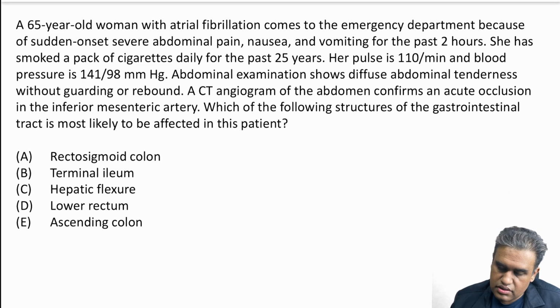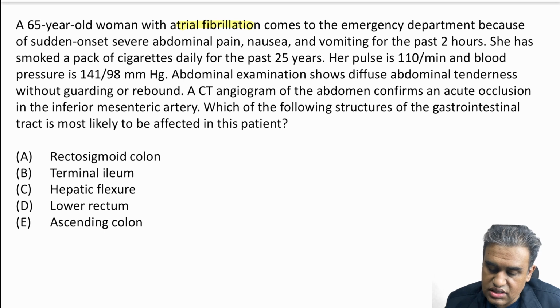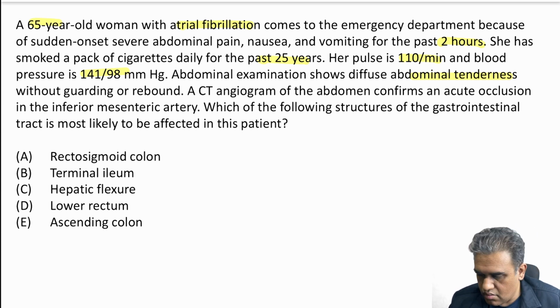A 65-year-old lady with AF, atrial fibrillation, comes to the emergency because of sudden onset severe abdominal pain, nausea and vomiting for 2 hours. She has smoked a pack of cigarettes daily for the past 25 years. Her pulse is 110 and BP is 140 by 100, on the higher side. Abdominal examination shows diffuse abdominal tenderness without guarding. So there is abdominal tenderness, 2-hour history of pain, and atrial fibrillation, fair enough.